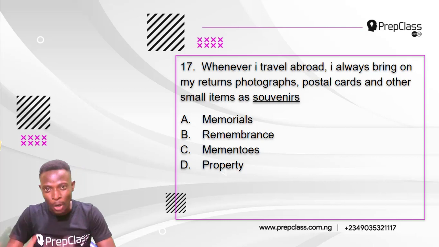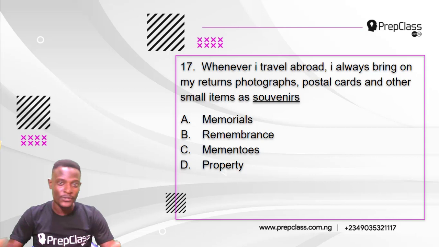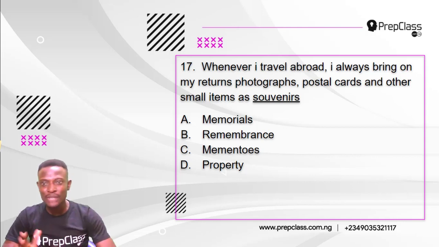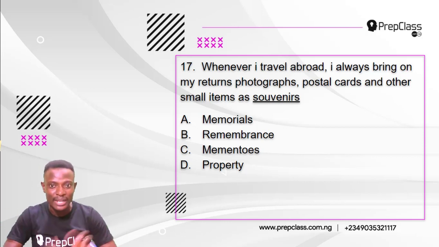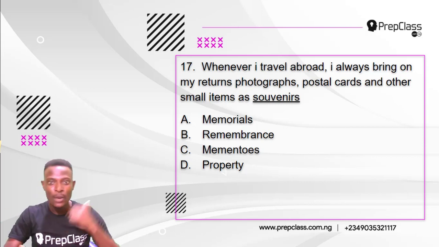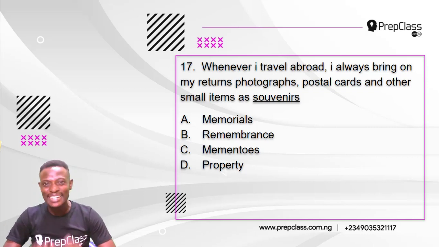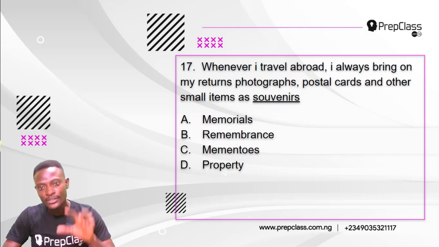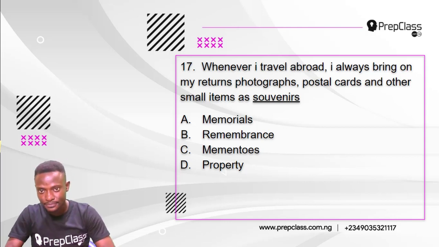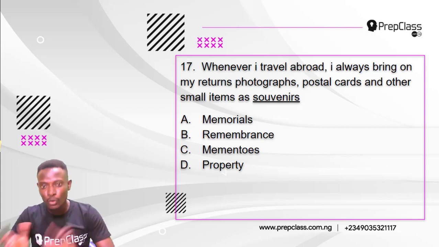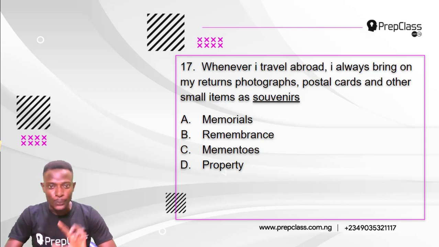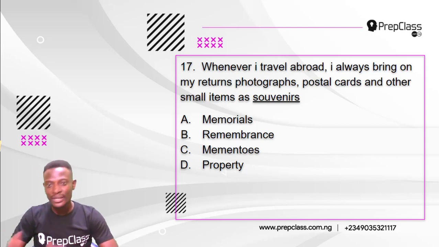Remember, we had to select the option that has the nearest meaning to the underlined word in the sentence. Question 17 reads, whenever I travel abroad, I always bring on my return photographs, postal cards, and other small items as souvenirs. Now, the underlined word here is souvenirs. So, which option has the nearest meaning to souvenirs? Option A, memorials. Option B, remembrance. Option C, mementos. Option D, property.